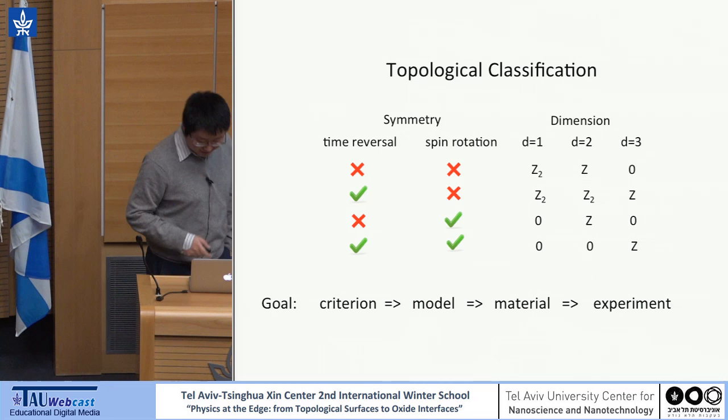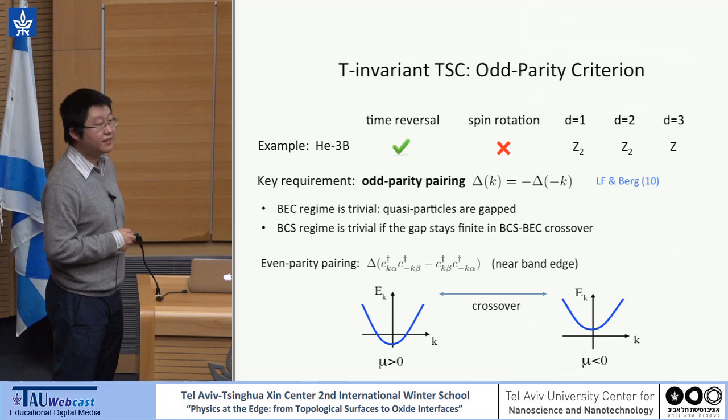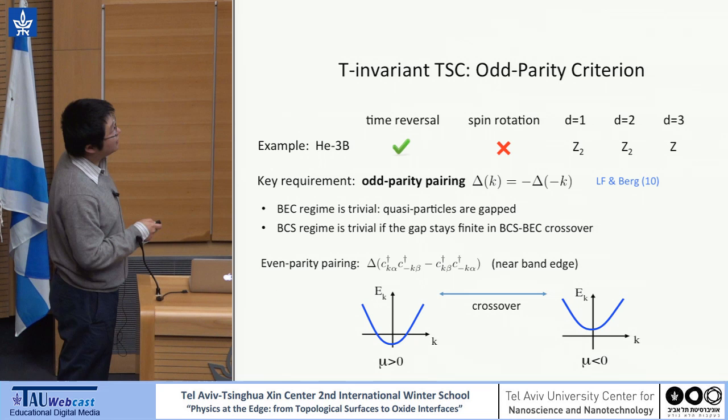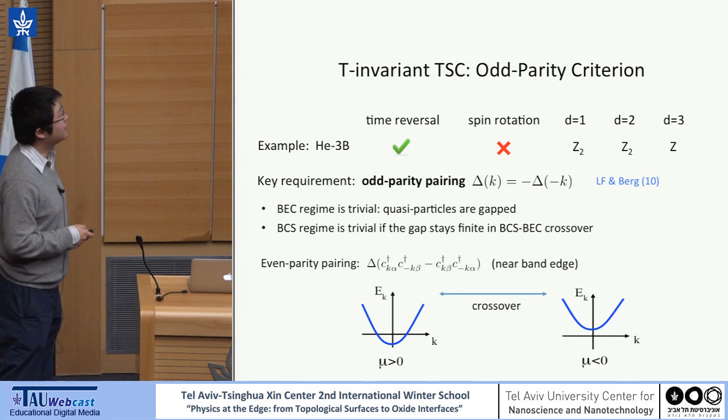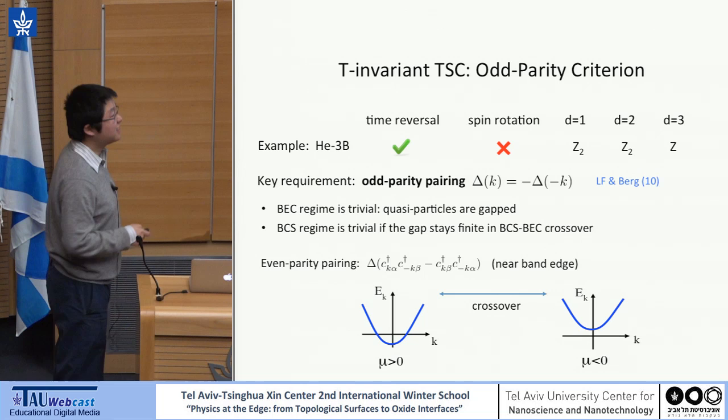Let me first describe this criterion for topological superconductors, and I'm going to focus on one particular class: time reversal invariant superconducting states. In this class, in all three spatial dimensions, 1, 2, 3, there are non-trivial topological superconductors. We also know one realization of such a state, not in a superconductor, but in superfluid helium. This is the B phase, a time reversal invariant, spin non-rotationally invariant state.